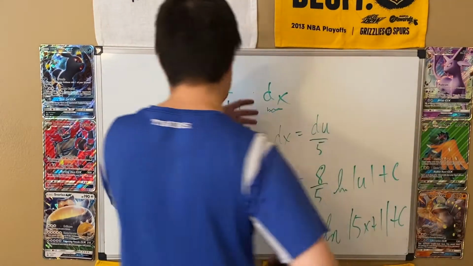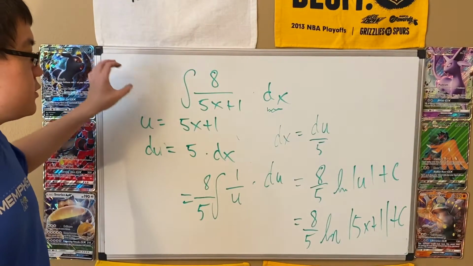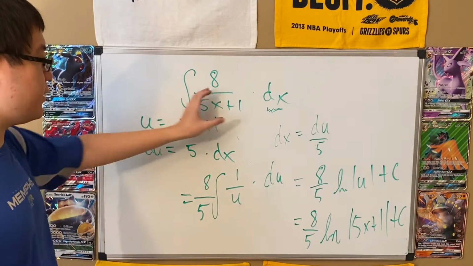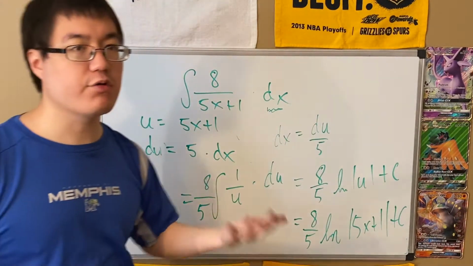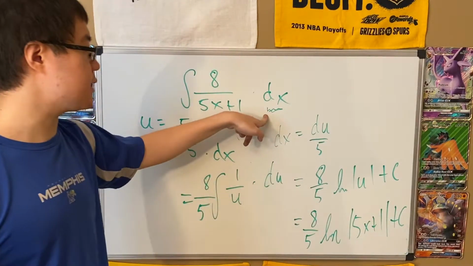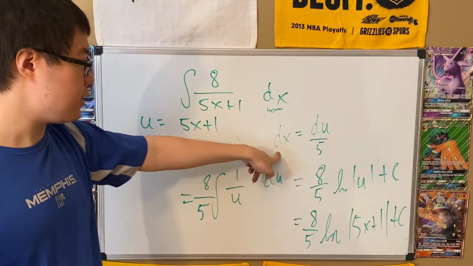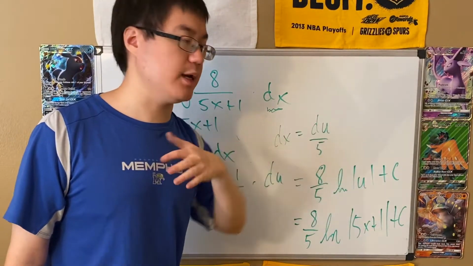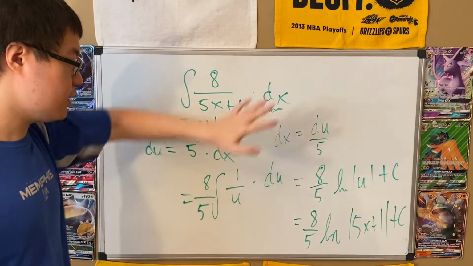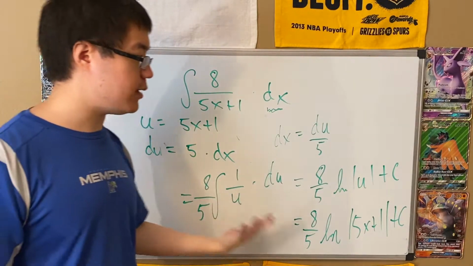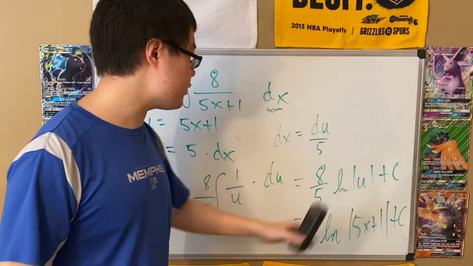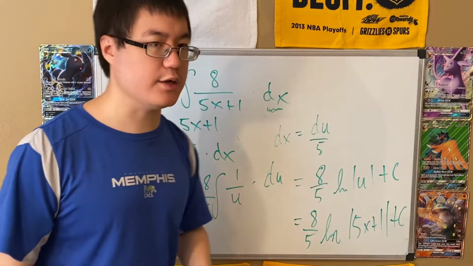So again, same process: choose a u, take the derivative, then replace some of the x's with this u, look for the remaining x's that you have left, in this case dx, isolate that thing, and replace it. By this step, take out all your constants, and you should be able to take the antiderivative, and then once you take the antiderivative, just replace your u with x, and you're good to go.